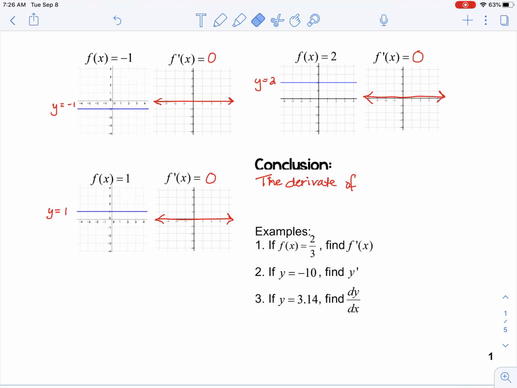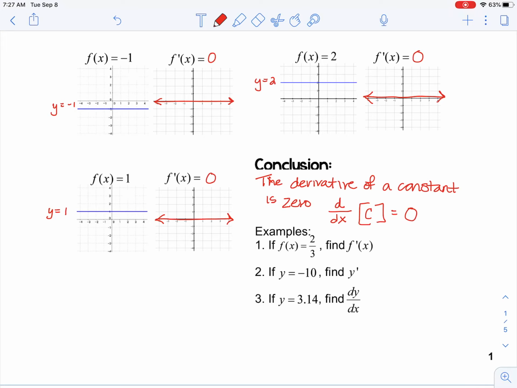The derivative of a constant is 0. So what's some good notation for that? We're going to say the derivative with respect to x of the constant c is 0. You'll get used to that notation.